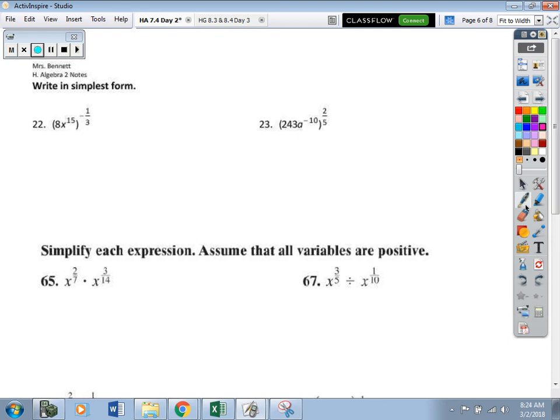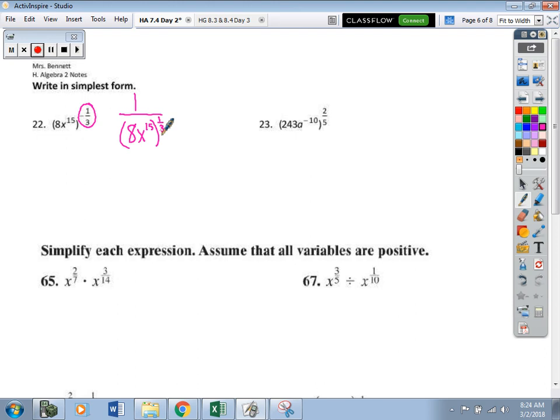So they do want us to write this in simplest form, and there are, again, different ways you can choose to attack these. You could choose to distribute this first, everything, or use your negative exponent rule first. Personally, I always use my negative exponent rule as a rule of thumb just to get all the negatives gone. So since that's a negative 1/3, this would be 1 over 8x to the 15th to the positive 1/3 power.